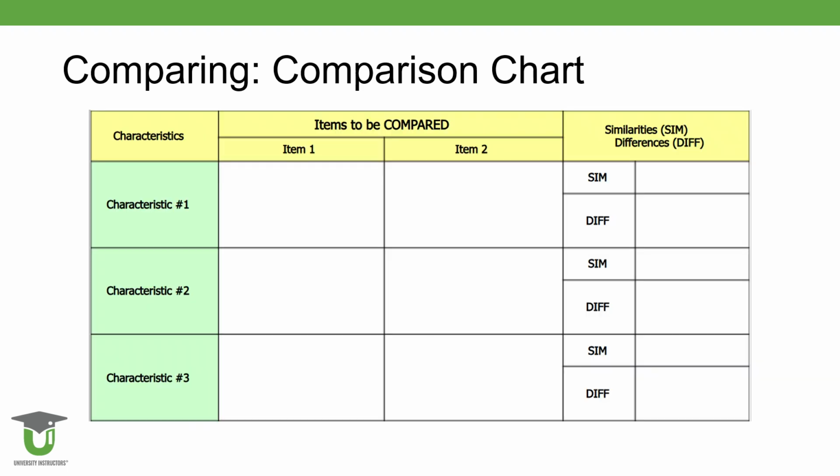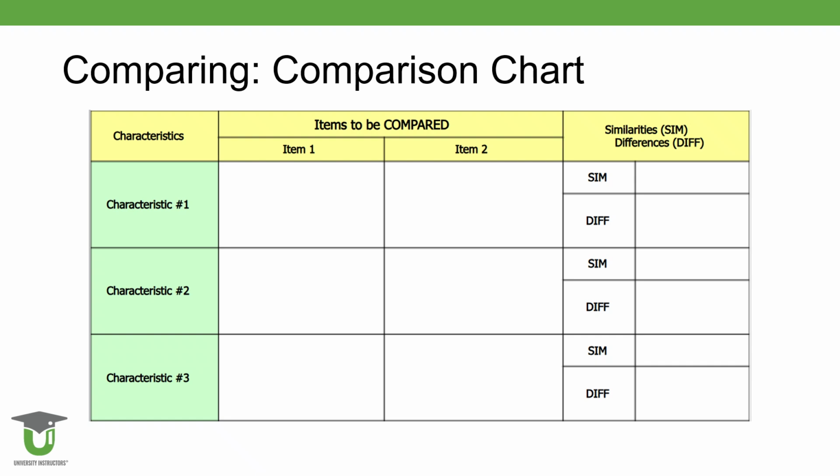As stated in the previous slides, a comparison chart is a powerful tool for helping students identify similarities and differences between concepts, objects, or processes. Students begin by selecting the items they want to compare and then decide on the key characteristics or attributes to examine. For each characteristic, they record how the items are alike and how they differ. This approach encourages students to think critically, organize information clearly, and make meaningful connections.